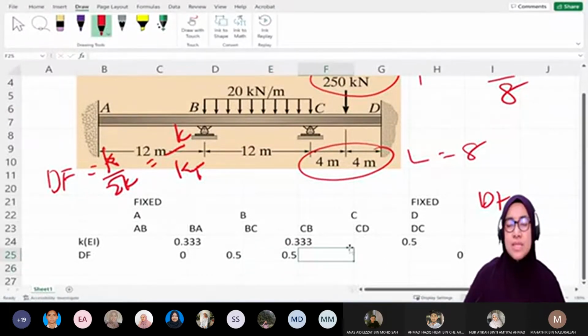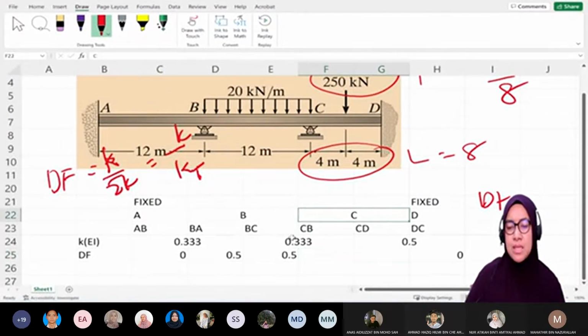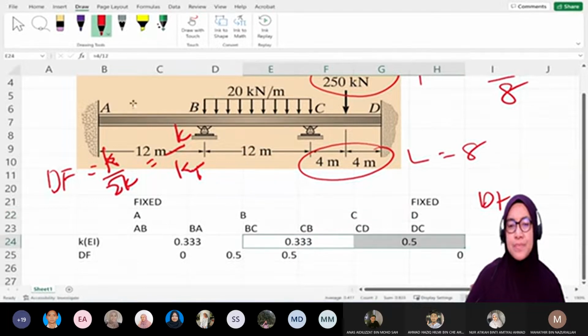Okay, so same goes to CB. Joint C ni dia ada dua. Joint C ni dia ada CB, dia ada CD. So total K, okay, total K is CB plus CD. Total K berapa? What is total K? Total K for joint C. Total K, 0.833. Yes, 0.833.